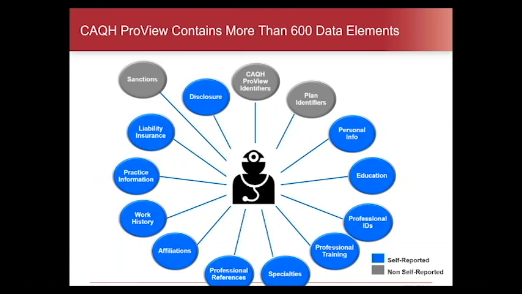Okay. The ProView system currently maintains more than 600 data elements of information, and again, it is broken out into a variety of categories. Most of it is self-reported, as you can see here, and it's personal info, education, professional IDs, professional training. A lot of it was originally built on the foundation needed for the credentialing use case, but over time expanded and naturally lends itself to support the provider directory process we'll be talking about more today. A lot of the practice information, the contact information, the specialties and the affiliations, things of that type that are also critical and necessary in provider directories.